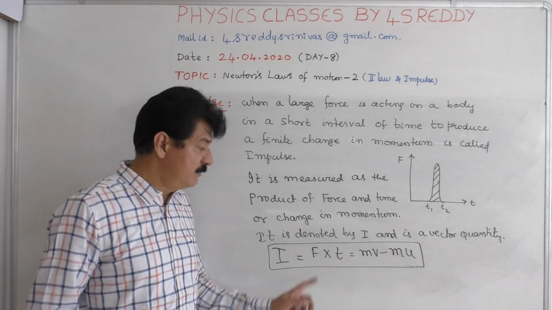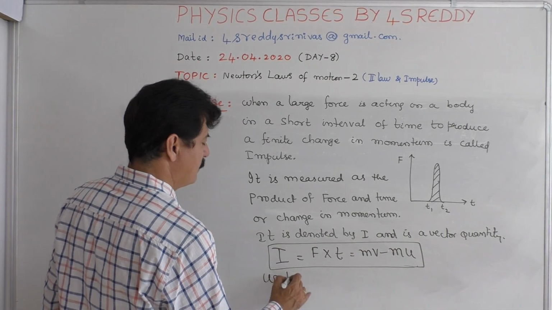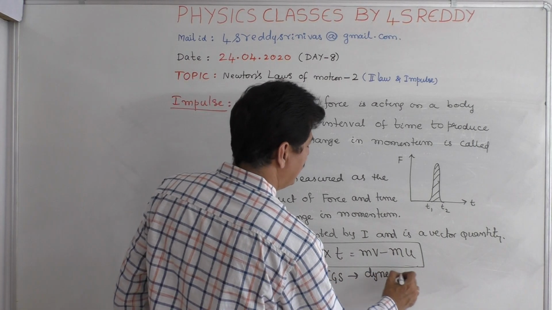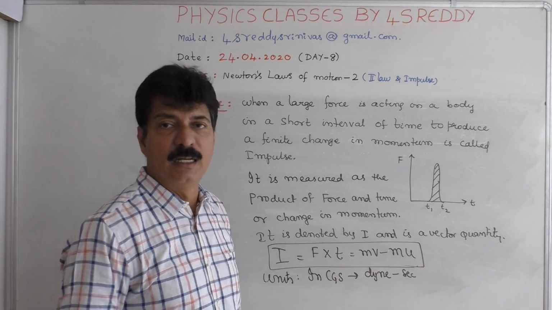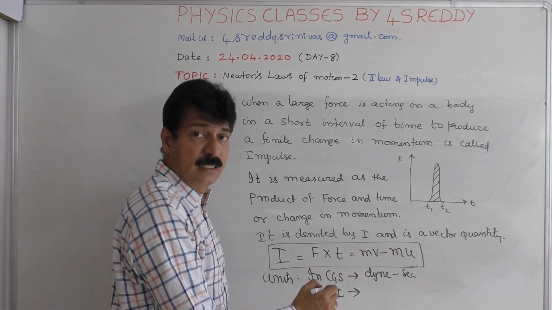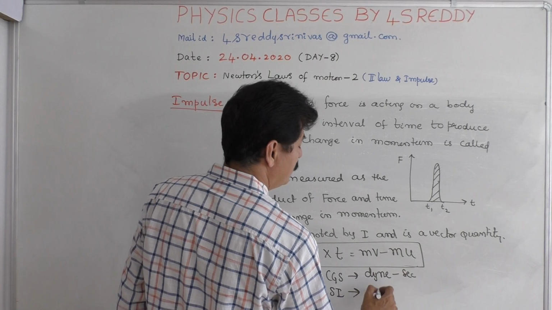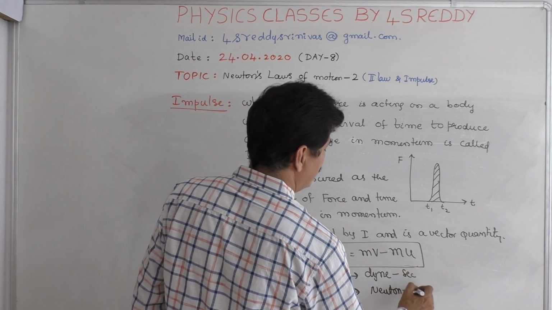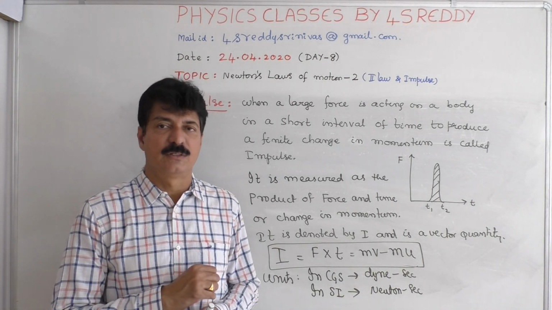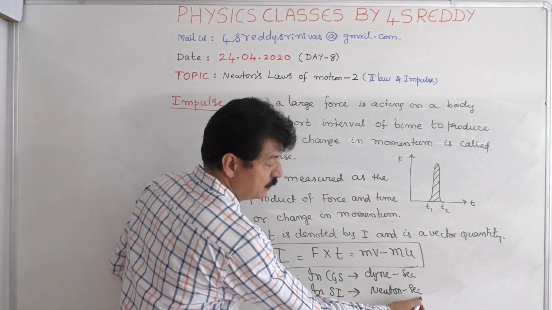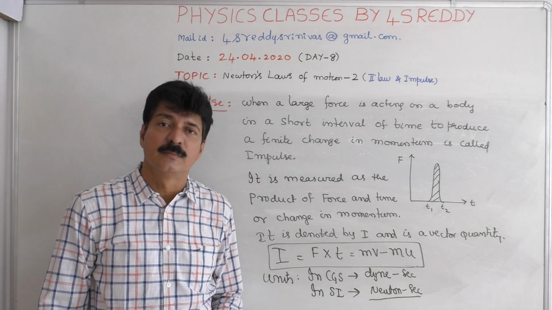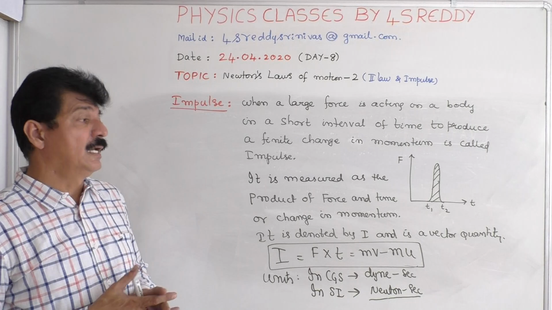Then what are the units we have? In CGS, it is the dyne second, and in the SI system, it is given as Newton second. This is the unit for impulse. This is about the impulse.